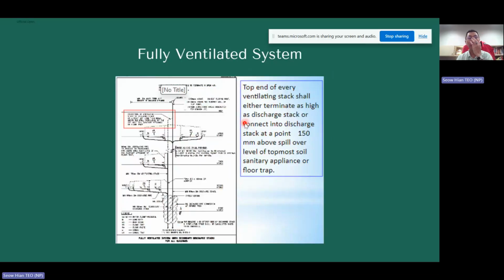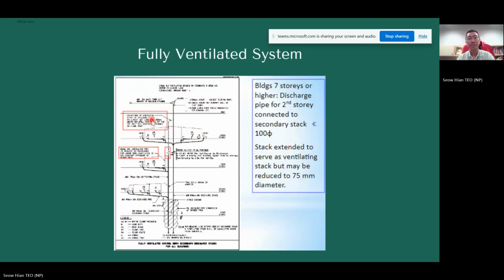Yes, the fully ventilated stack at the very top end shall either be terminated as a high discharge stack, or be connected to a discharge stack at a point about 150 mm above, so it prevents spillage, right? Or the topmost soil of the sanitary appliance of the floor trap. So usually this is how it will look like, at the very end of the ventilation stack, right?